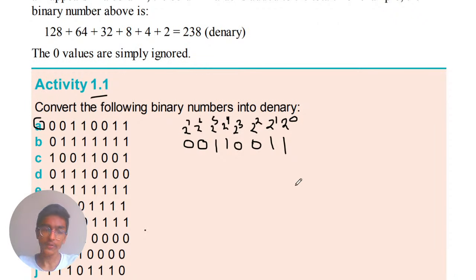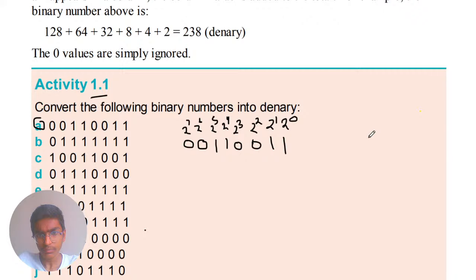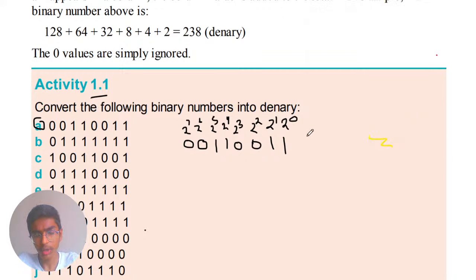Now in computer science, for these number systems, every time you see 0, cancel it. You see another 0, cancel it, and cancel it until you're left with only ones.